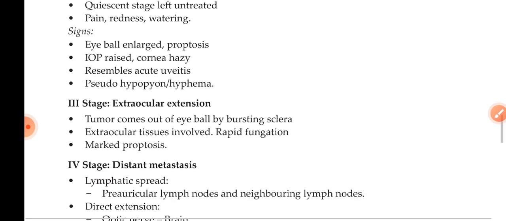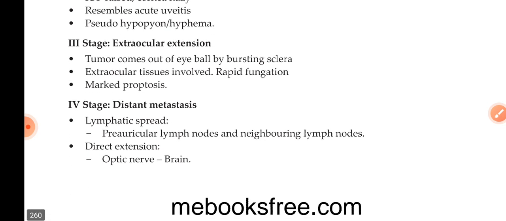Next is the stage of extraocular extension. The tumor comes out of the eyeball by bursting the sclera. Extraocular tissues are involved, with rapid fungation and marked proptosis. The tumor comes out of the sclera and is visible to everyone. Stage of distant metastasis means it spreads to other tissues by lymphatic spread and direct extension. Lymphatic spread is to the preauricular lymph nodes and neighboring lymph nodes. Direct extension is by the optic nerve to the brain.